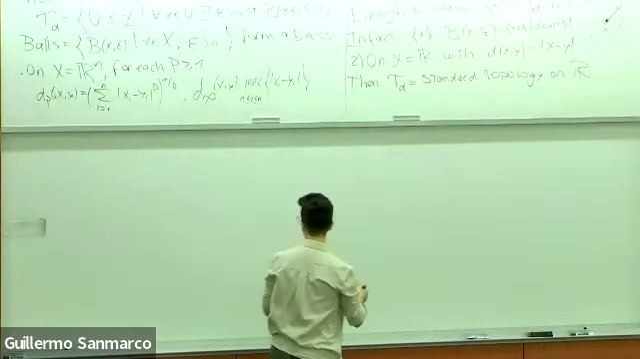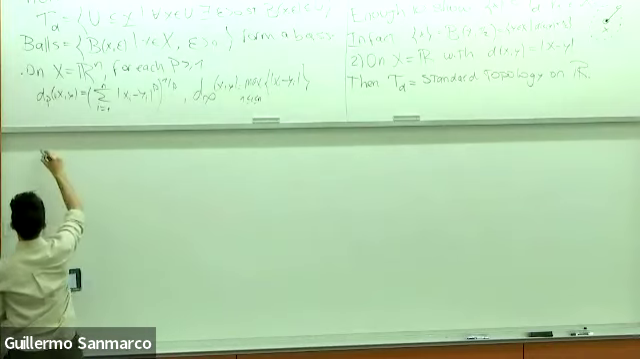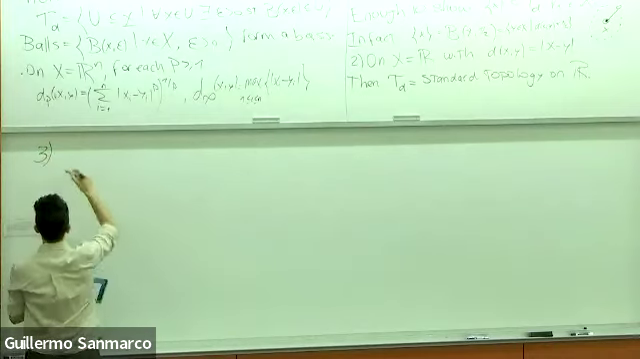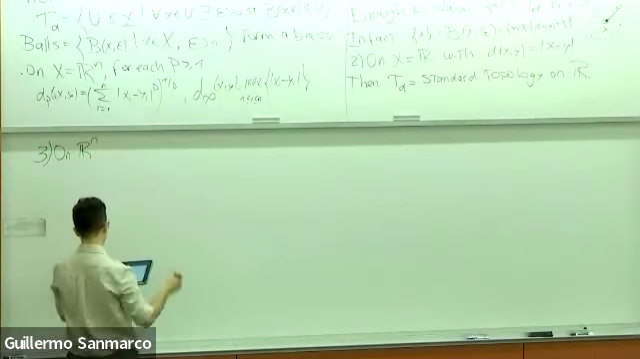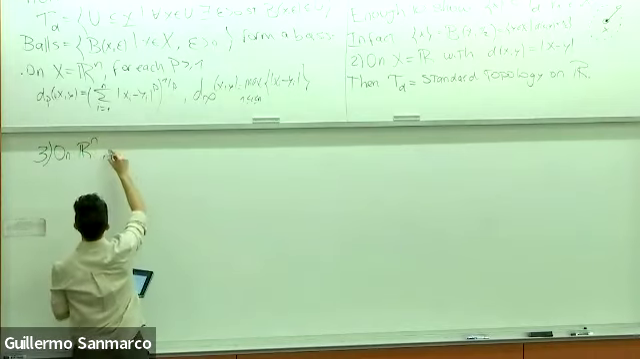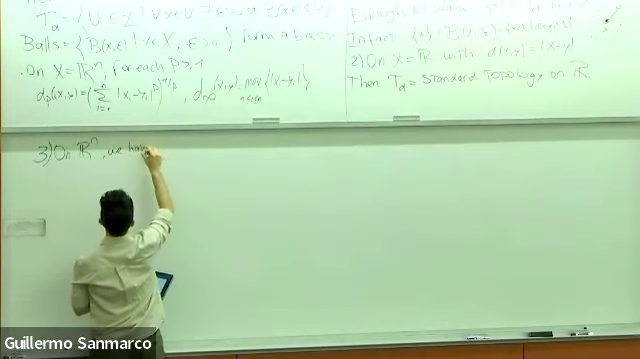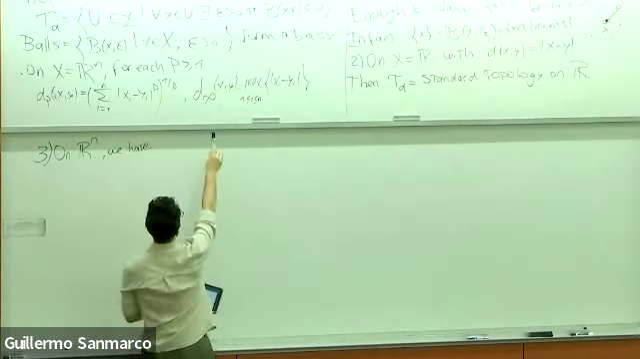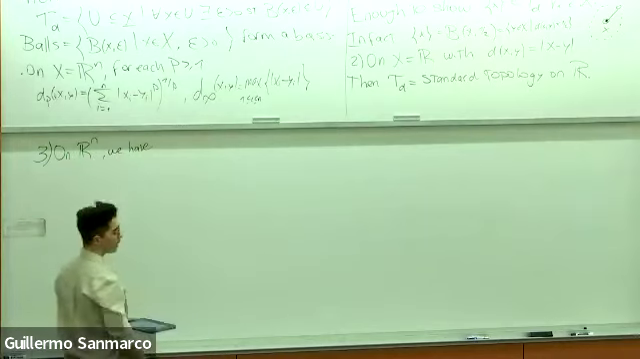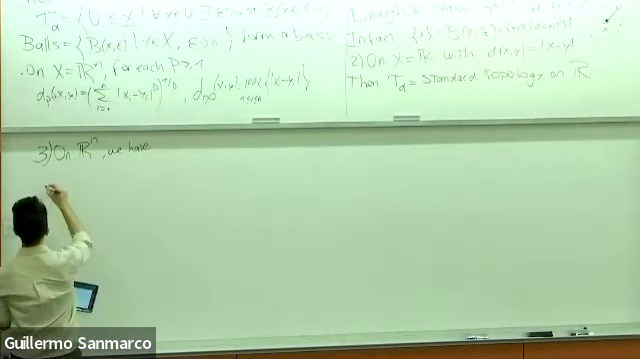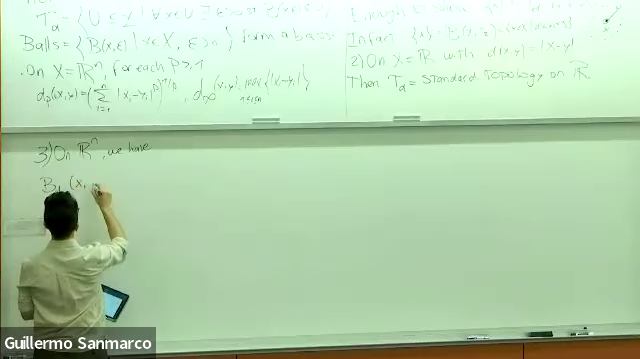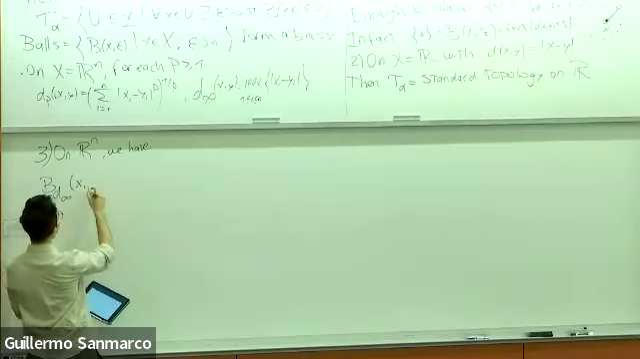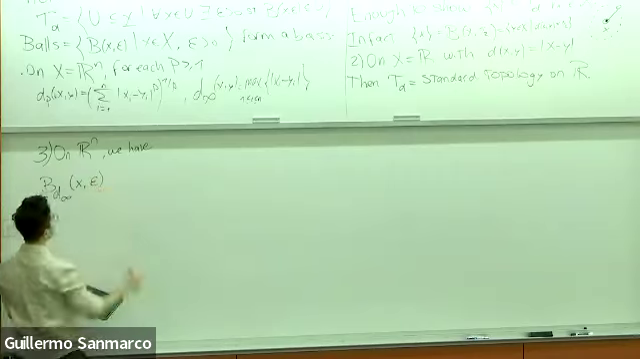Okay, third example. Here, I want to go to Rn, but I want to study this metric now, the infinity metric. So what are going to be the balls here, the ball centered at some point x of radius epsilon?